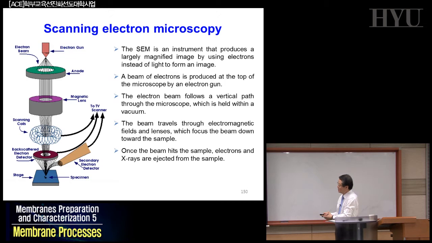Now this is the scanning electron microscope, but TEM, transmission electron microscope, is the one that has a much higher energy than this scanning electron microscope. So the electron will be transmitted through the sample rather than scanning. Okay? So that's the difference between SEM and TEM. So the resolution should be higher for TEM than SEM.